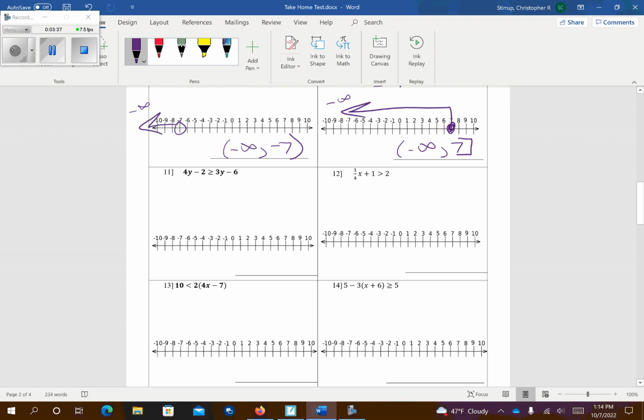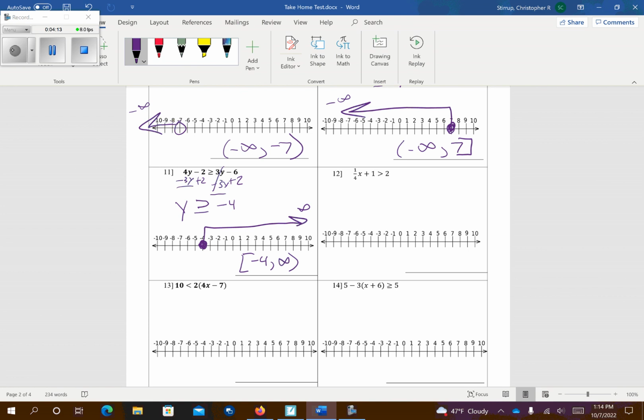Problem number 11, we need to start moving things back and forth. So it looks like I can subtract 3y from both sides first. If I do that, those cancel. That gives me y. And then I can actually add 2 to both sides. So keep the inequality sign the same. Something costs $6, you have $2 in your pocket, so you owe $4. So we have a solid dot at -4, and we're shading to infinity. Again, we're going to read this left to right. It's going to be hard bracket at -4 to infinity, and we're done.